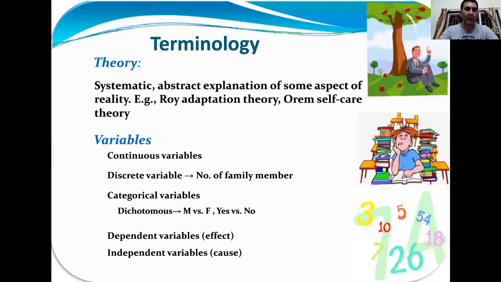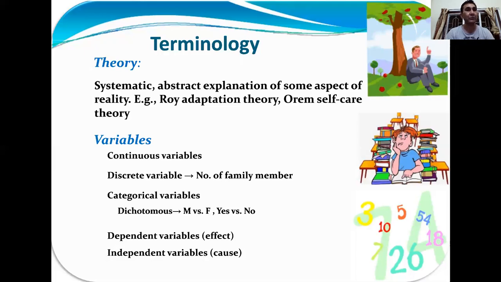Now the other terms which we will use in scientific study are the variables. Variables are measurable characteristics which vary from person to person, from subject to subject, from informant to informant. So these are the different types of variables.